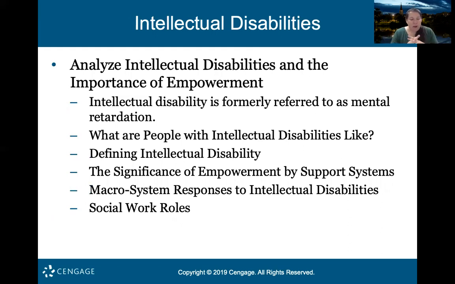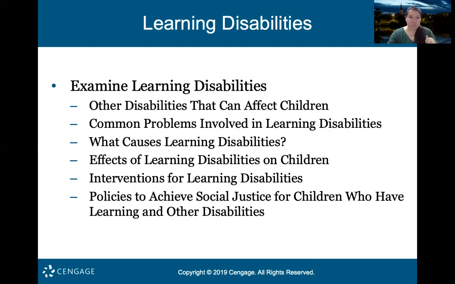Finally, the textbook wraps up this chapter with talking about intellectual disabilities. This was formerly known as mental retardation, and that terminology is antiquated and no longer used. We talk about persons with intellectual disability. The book goes into detail about IQ tests and defining intellectual ability, the significance of empowerment and support systems, particularly the role of social workers in helping the support system of a person with an intellectual disability. The textbook gives some great examples, which are really helpful as well.